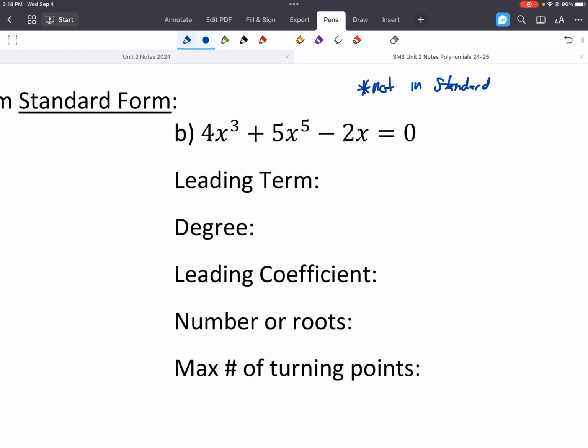So we'd want to at least be aware of that so that we can find what the leading term is. So the leading term here would be 5x to the fifth. Degree is 5. The leading coefficient is 5. The number of roots is 5. And then the max number of turning points would be 5 minus 1, which would be 4.